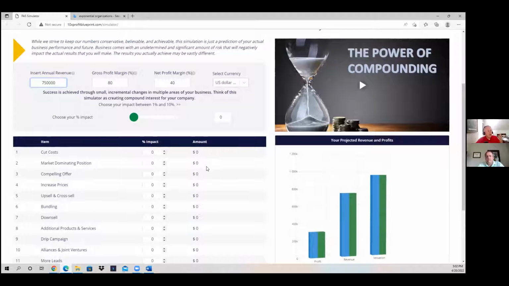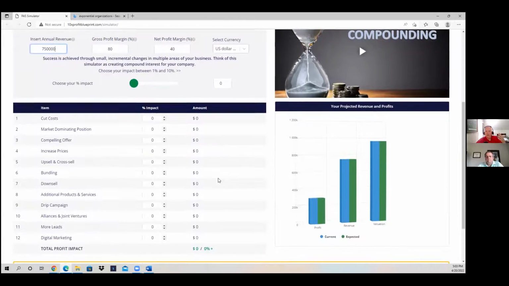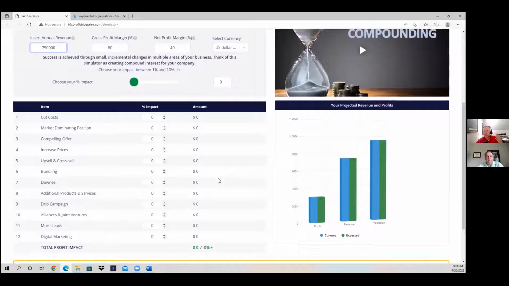So we talk about making small impacts. Success is achieved through small and incremental changes in multiple areas of your business, and it's really compounding upon itself. Let's go through the big picture. We can make small changes to get to the $1 million. The problem most people think is, man, I've got to grow by like 30% just to get over $1 million. And that's actually false. What you have to do is these small incrementals.